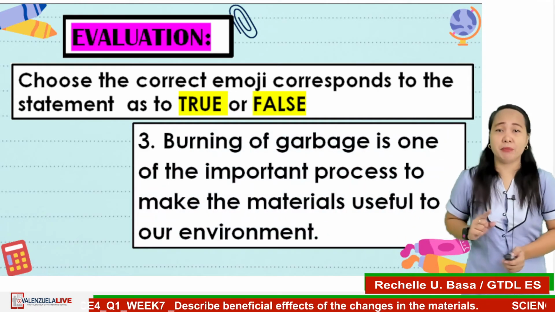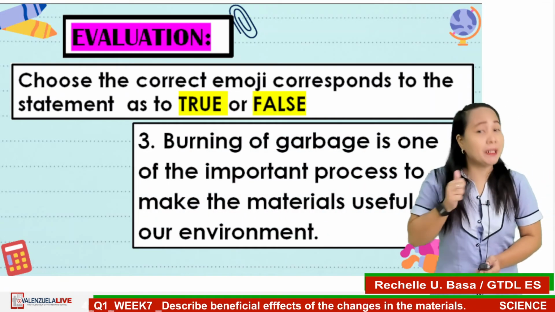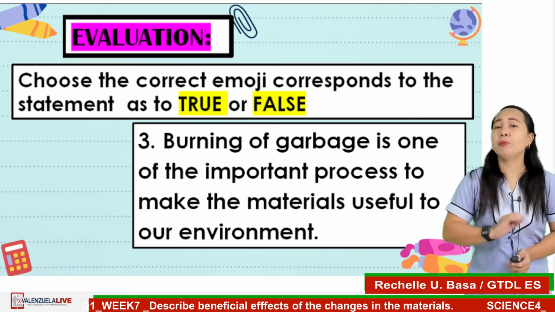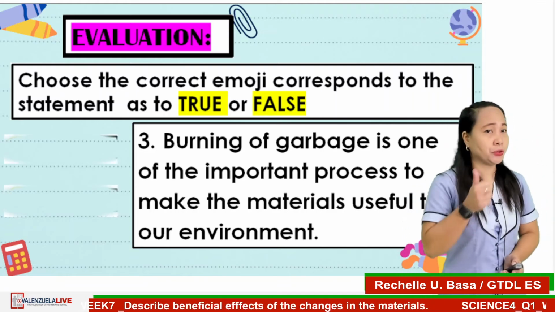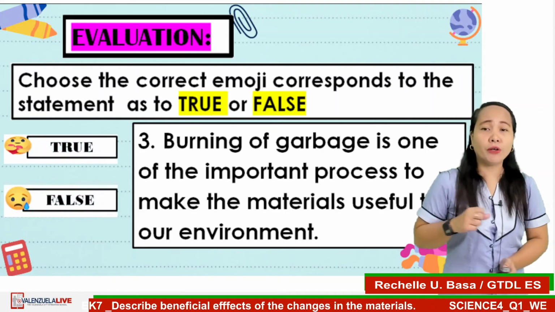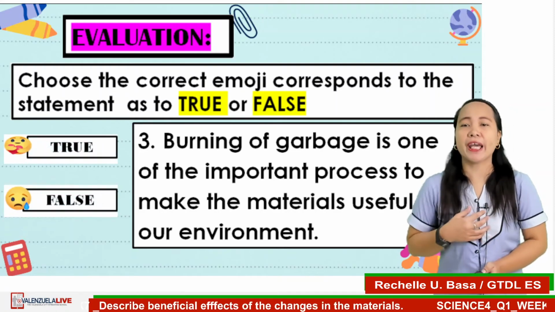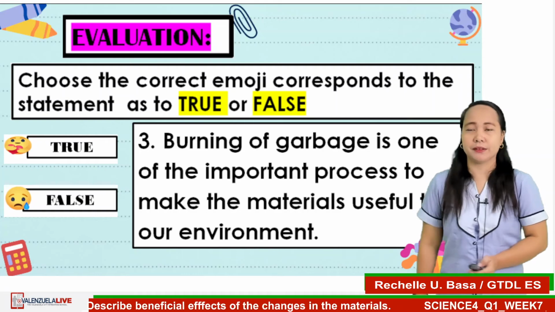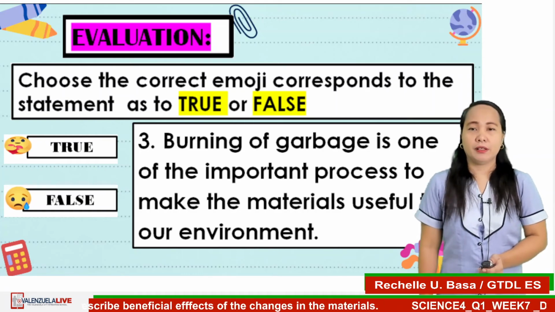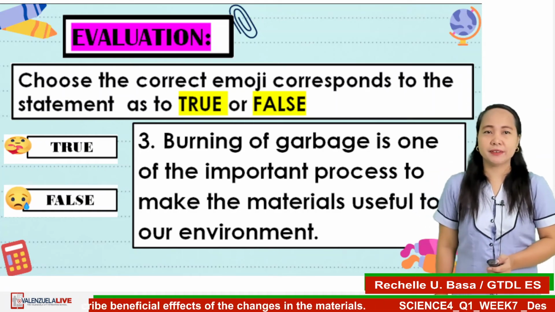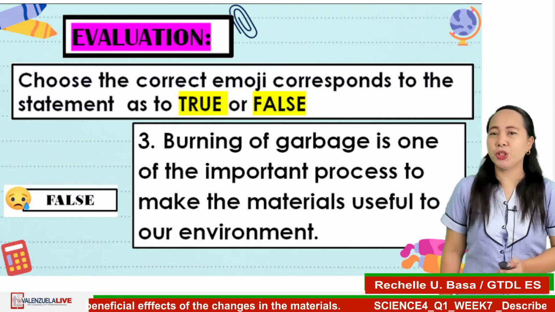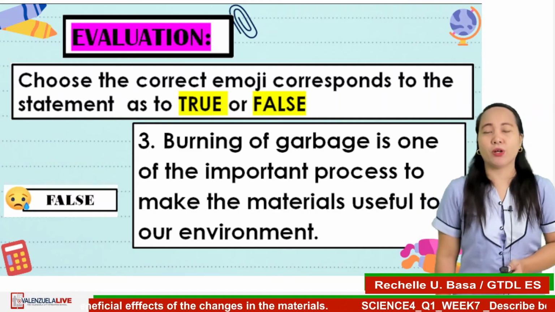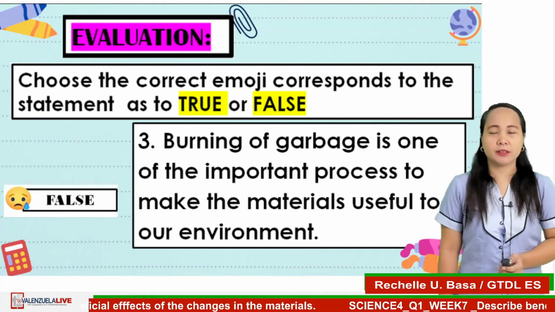And for number 3, burning of garbage is one of the important process to make the material useful to our environment. Is it true or false? A care icon or a sad icon? What do you think is the answer? Very good. It's a false or sad icon.